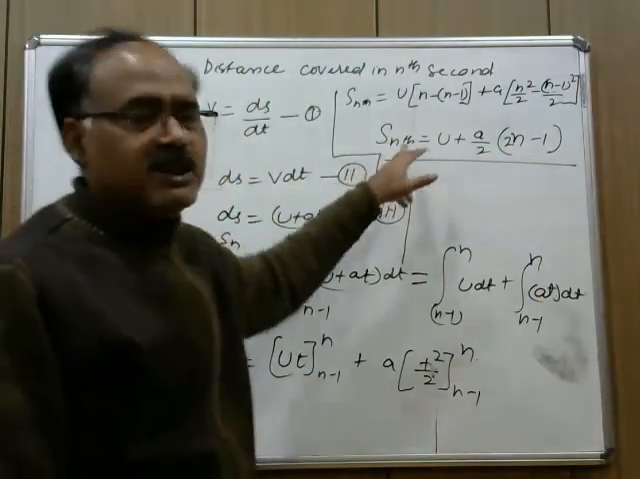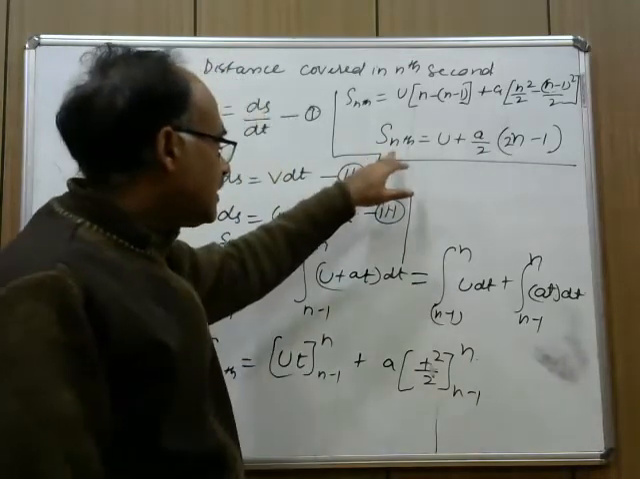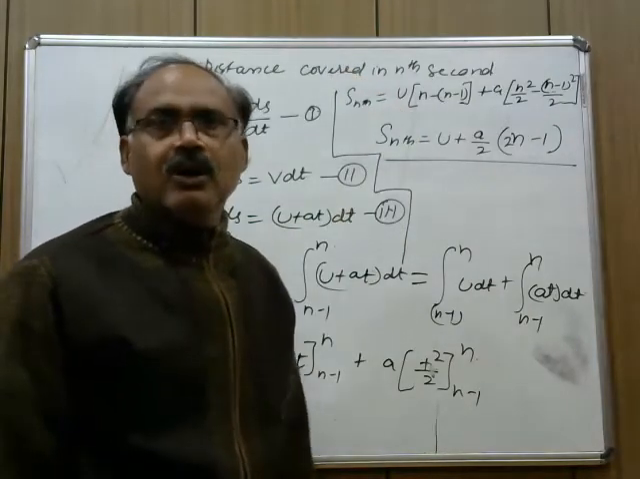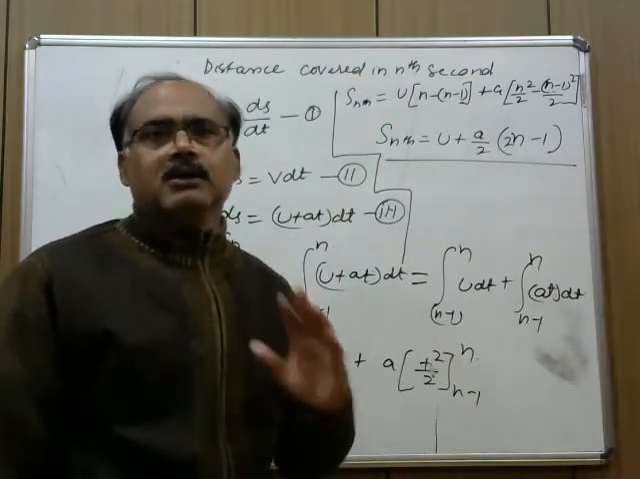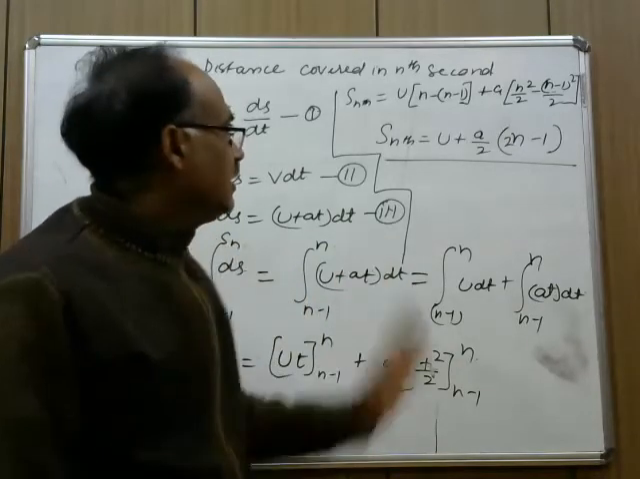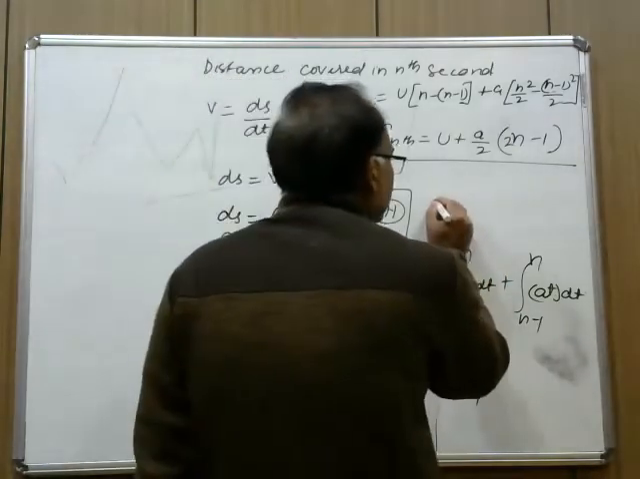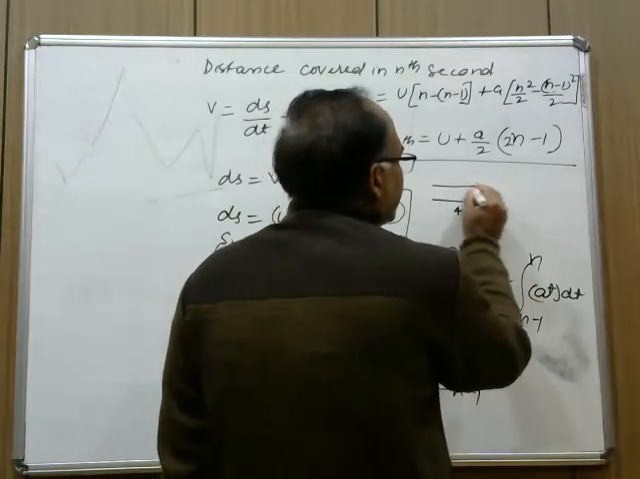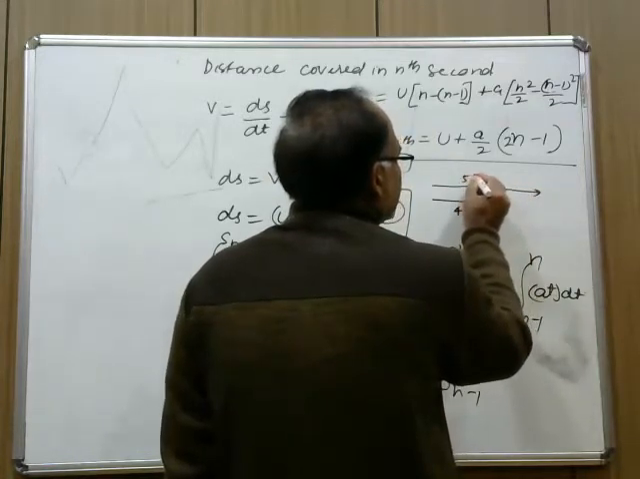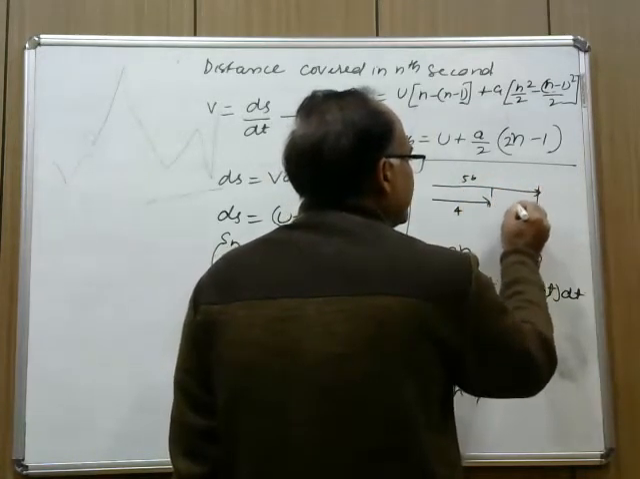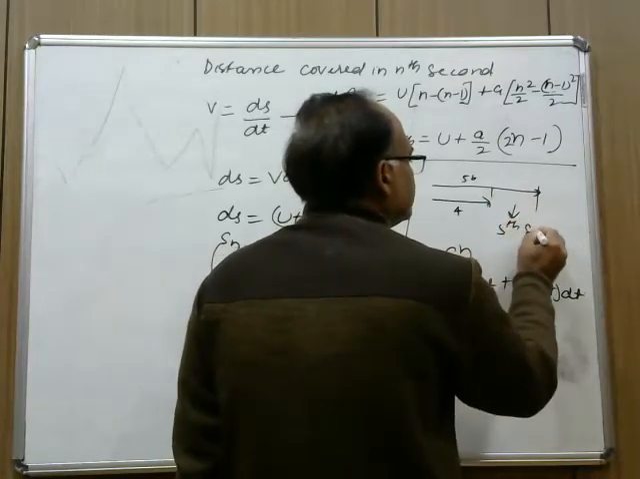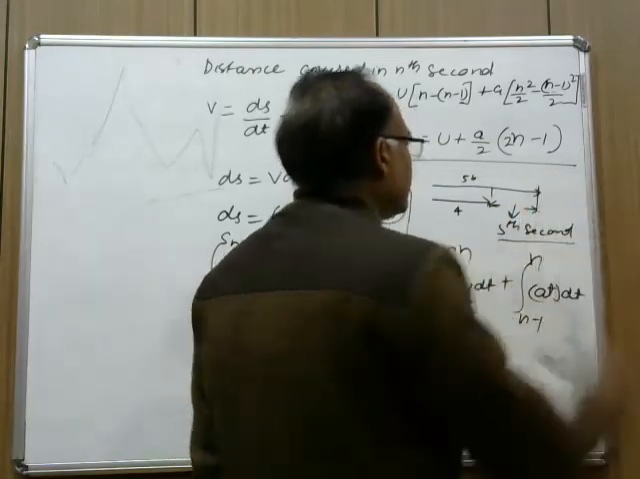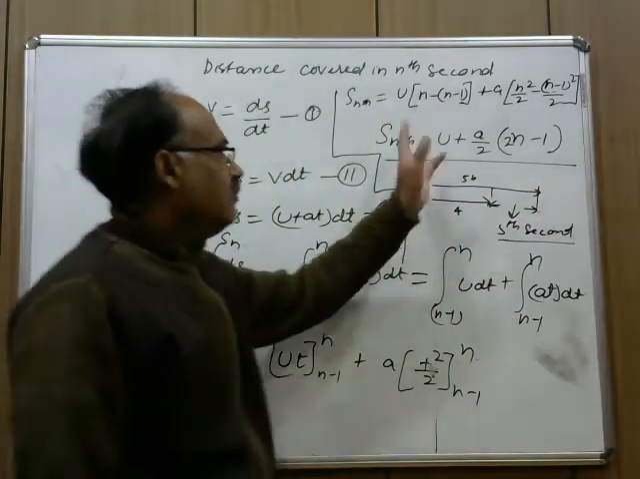This is the displacement of the body in the nth second, or the distance traveled by the body in a straight line in the nth second. Now I have explained the concept of the displacement in the nth second. Once again I am repeating here. Suppose the displacement of the body in 4 seconds is this, and the displacement of the body in 5 seconds is this. So this much is the displacement of the body in the 5th second. So we have obtained this formula.